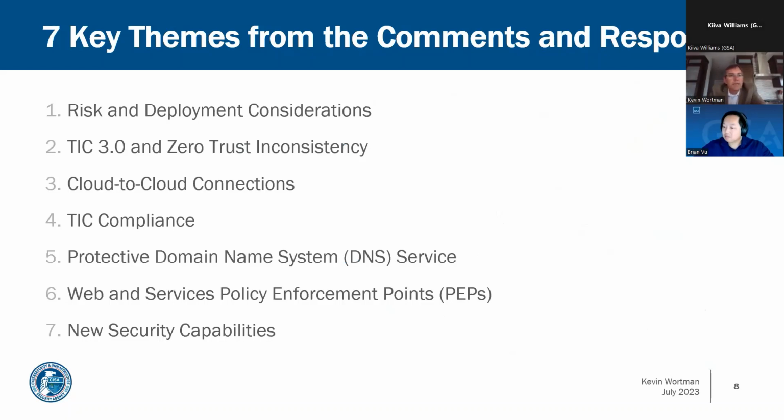So 7 key themes from the comments and responses. The first one being risk and deployment considerations. Commenters highlighted concerns that our draft use case implied that cloud deployments were riskier than on-premise deployments, and that was not what we intended to do. So we modified the text to clarify that moving from on-premise to cloud requires changes in agency policies and procedures, and that we also tried to include opportunities for improvement of cybersecurity posture throughout the document.